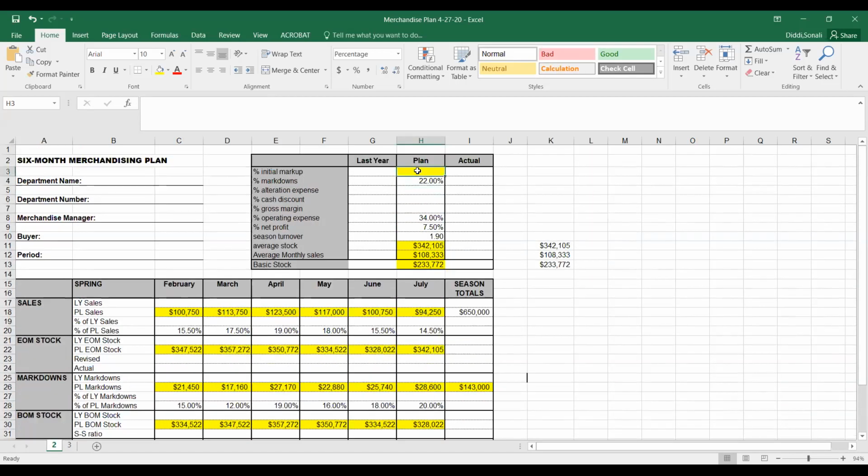The next step would be calculating your initial markup percent. So I want you to calculate it. You can look up the formula on page number 134 in your textbook. And let me know what answer you get.